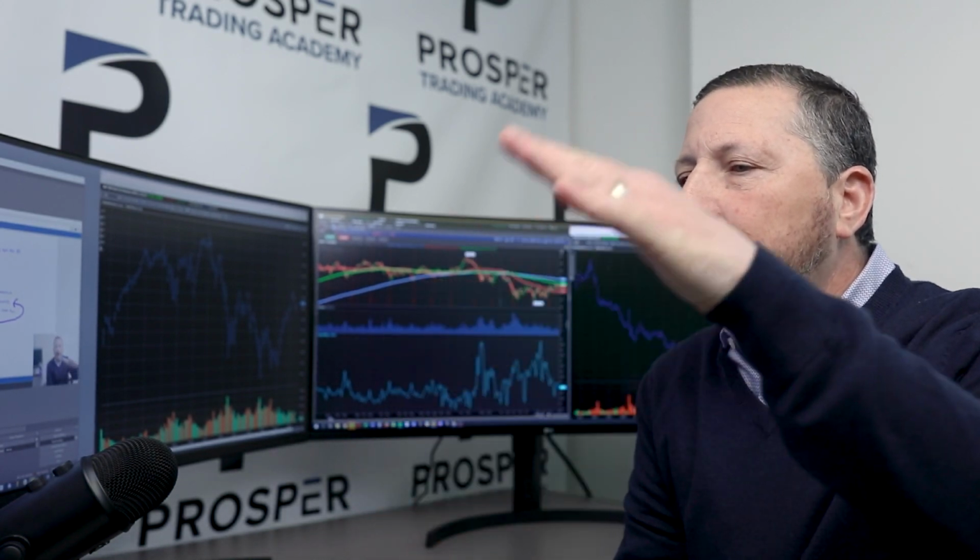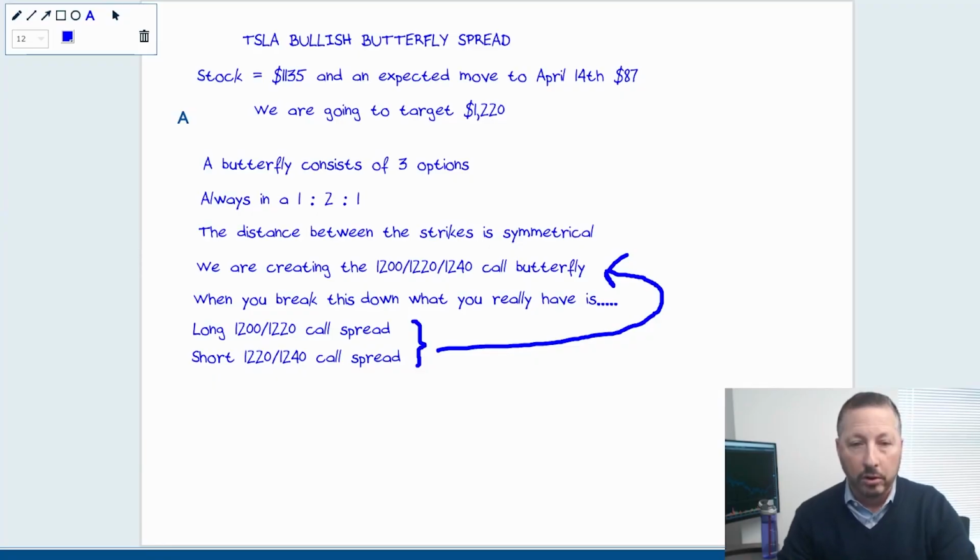Now, why would someone ever do that? If we think the stock is going to 1220, you can create any sort of call spread you want. Obviously, the wider the distance between the long and the short strike, the more expensive that's going to be.